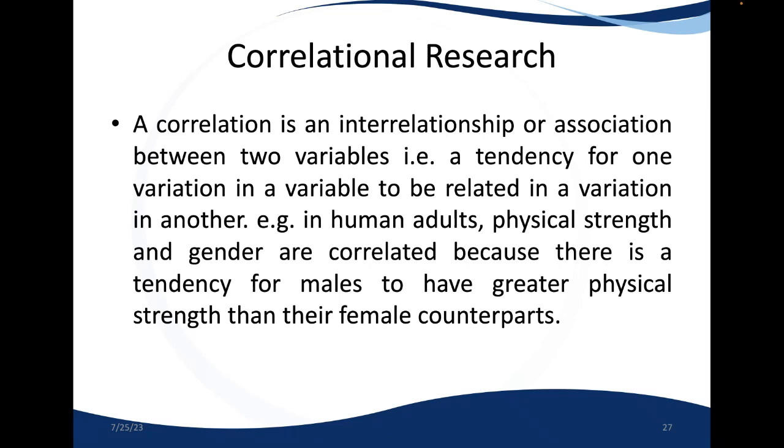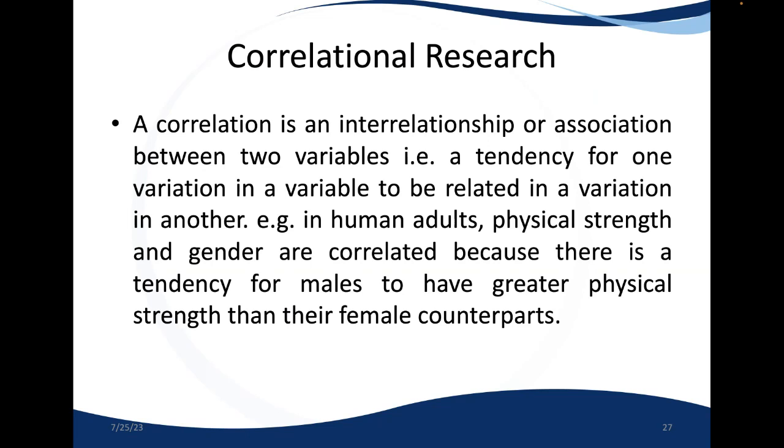So when you say correlate, you are saying you want to understand the relationship, the interrelationship between these two. The tendency for one variation in a variable to be related to a variation in another. So for example, in human adults, physical strength and gender are correlated because we know that, and this is not a sexist comment or whatever, it is scientific discovery that tells us that there is a tendency for males to have greater physical strength than their female counterparts.